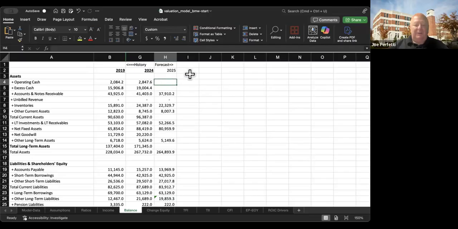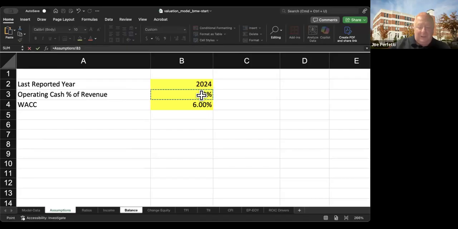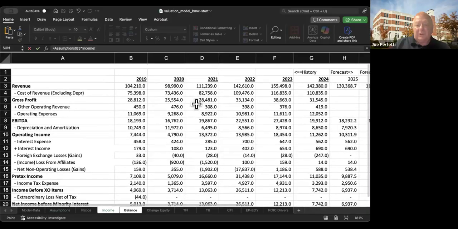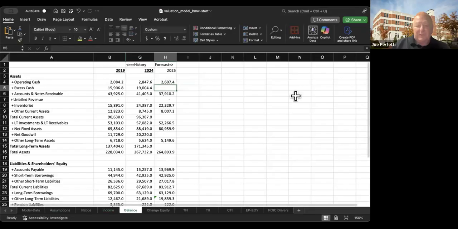So for 2025 operating cash, cell H4 equals, from the assumptions tab, operating cash as a percentage of revenue, B3, times, from the income tab, 2025 revenue, H3. So 2607.4 billion euros of operating cash.